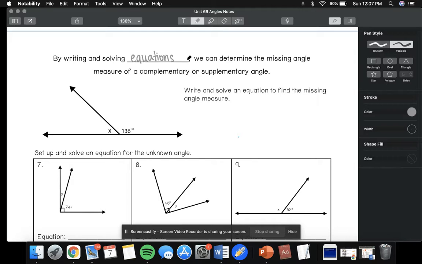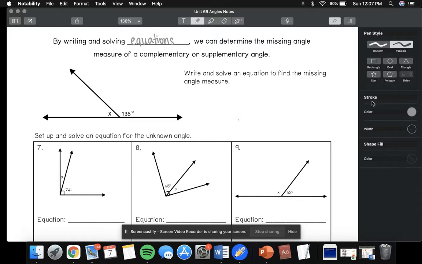By writing and solving equations, we can determine the missing angle measure of a complementary or a supplementary angle. So this is what we're going to spend a lot of the time talking about, looking at relationships and writing and solving equations. So we are going to review solving equations. I look at this relationship and I look for two things. I either look for a straight line, or I look for a box.